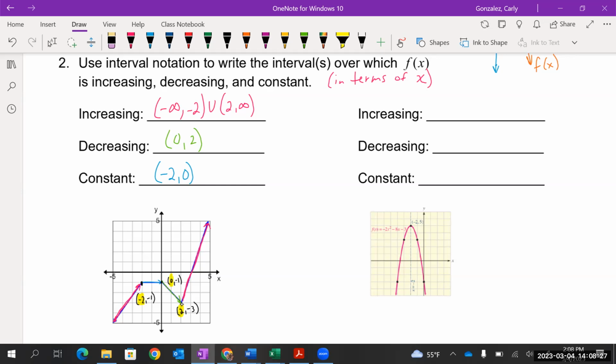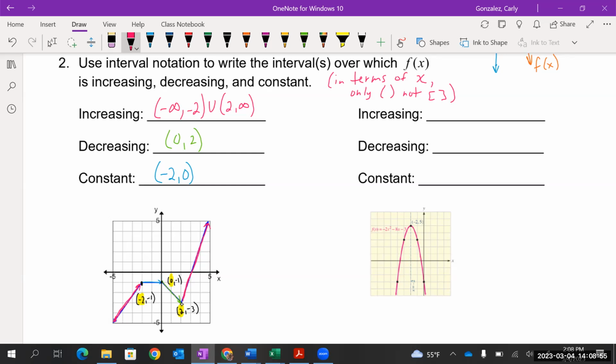And also another standard is that when we use interval notation to describe where a function is increasing, decreasing, or constant, we describe it in terms of x, and we only use parentheses. We do not use any brackets. All right.